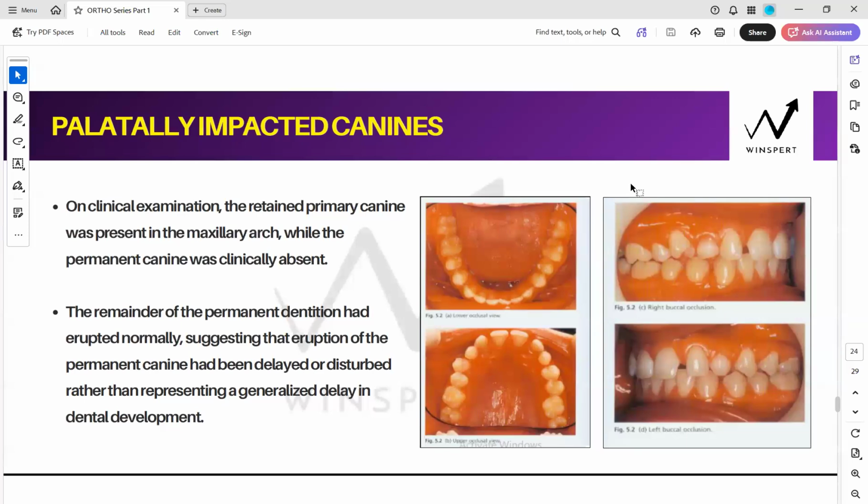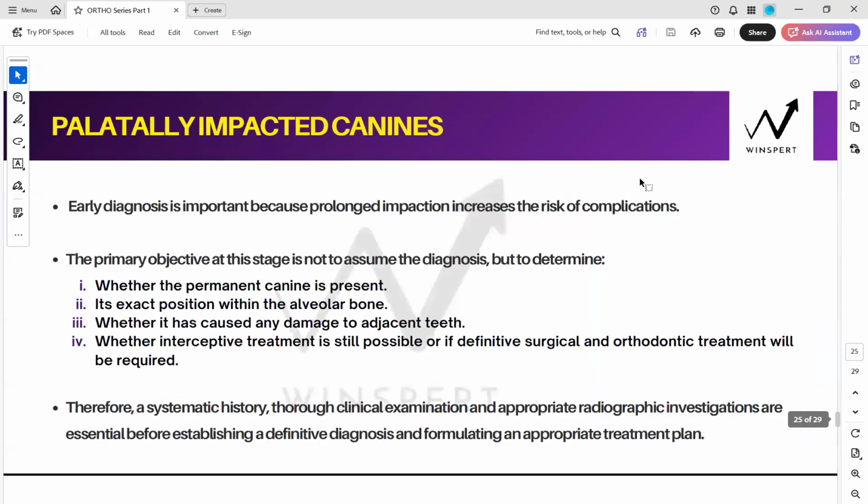Since the permanent maxillary canine is the second most commonly impacted tooth, what would be your most likely diagnosis before you took a radiograph? Is it a congenitally missing one or is it an impacted permanent canine? Until proven otherwise, it will be an impacted canine.